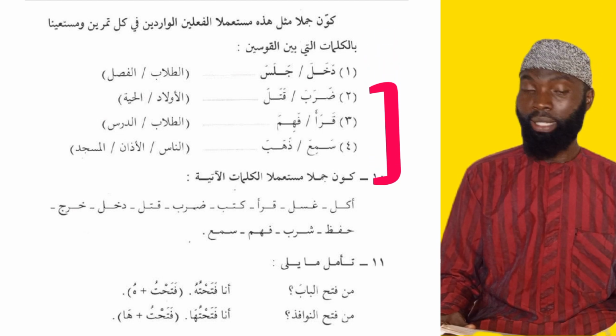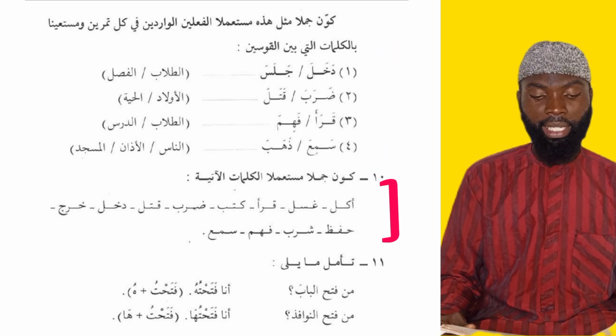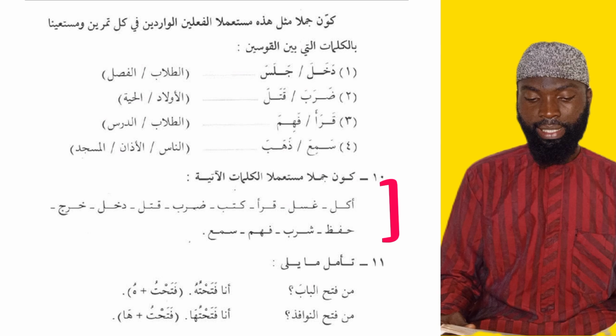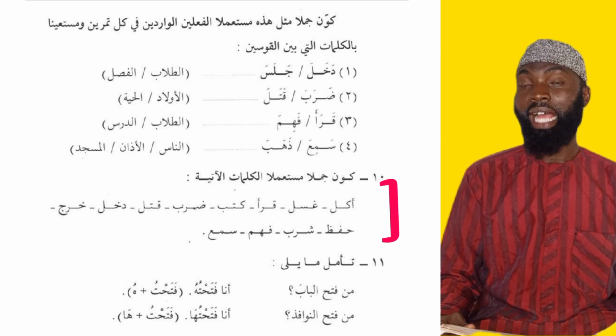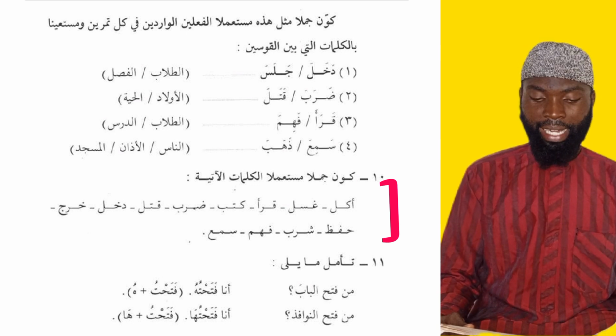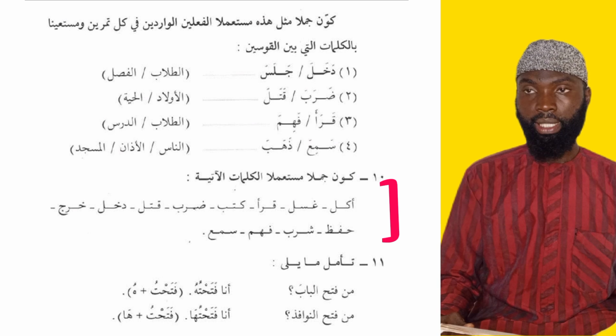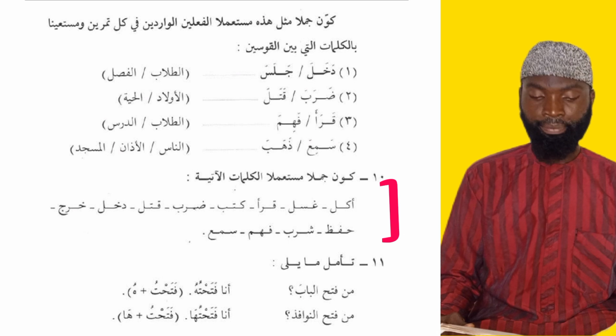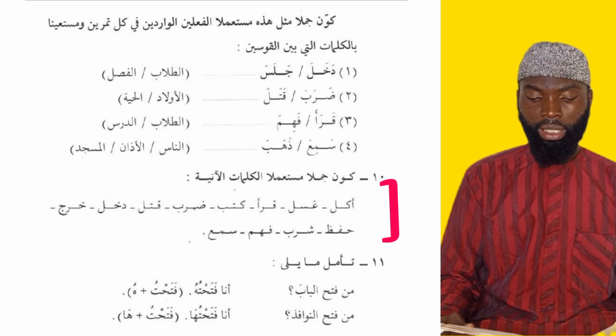MashaAllah. Coming to exercise number 10, the instruction says "kawwin jumalan musta'milan al-kalimat al-atiyah," form sentences using the following words. The first one says akala. I can say akaltu ta'aman. Next I can say ghasalat ukhti al-qamis. Next I can say qara'a hamidun al-kitab. Next I can say kataba aliyun ad-darsa.